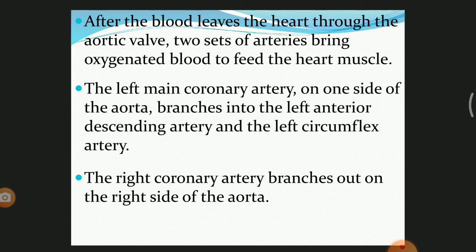The left main coronary artery on one side of the aorta branches into the left anterior descending artery and the left circumflex artery. Those arteries supply oxygenated blood to the heart. The right coronary artery branches out on the right side of the aorta.